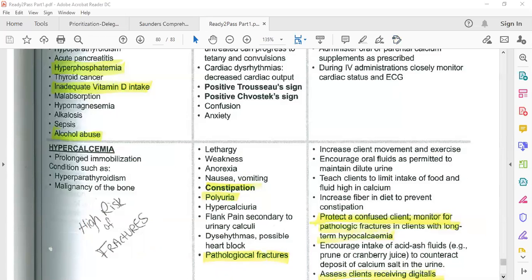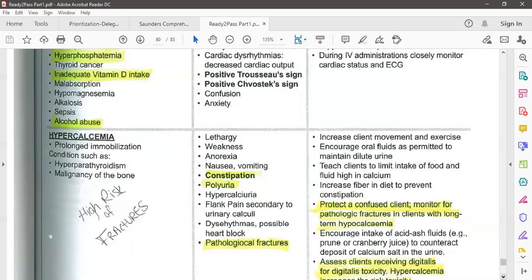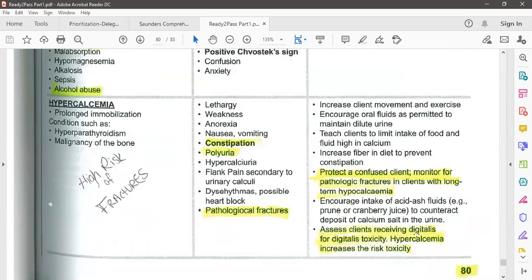Also, like I said, assess whether the client is receiving digitalis or digoxin, because hypercalcemia increases the risk of digitalis toxicity. So this is very important information about the calcium.